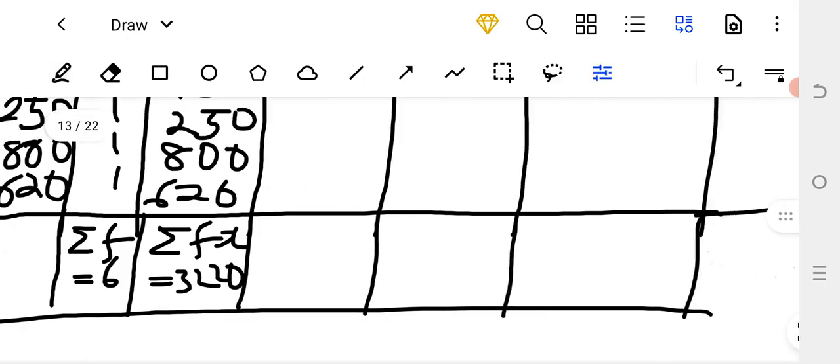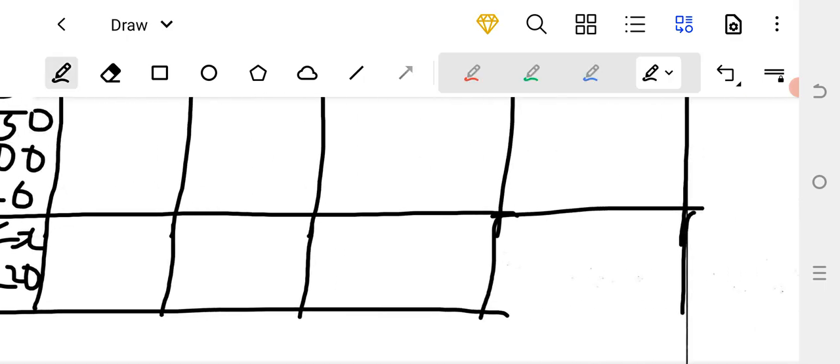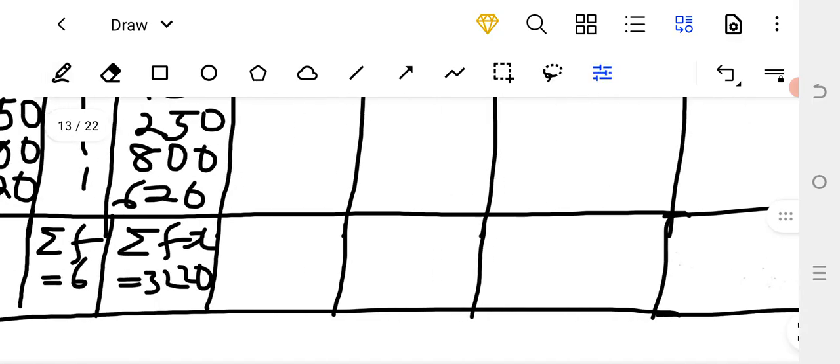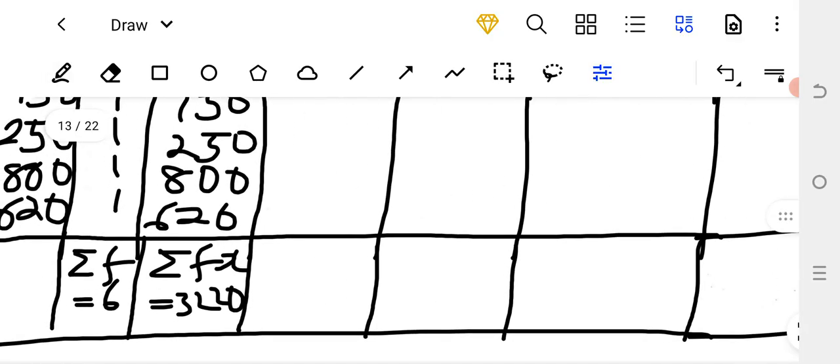Then we can now close, so that's where the table will end. Then that answer you divide by the 6. You're going to have 536.6, which is 0.666667, so 536.7.